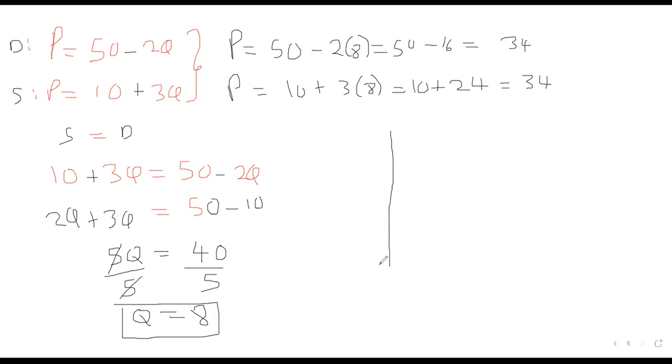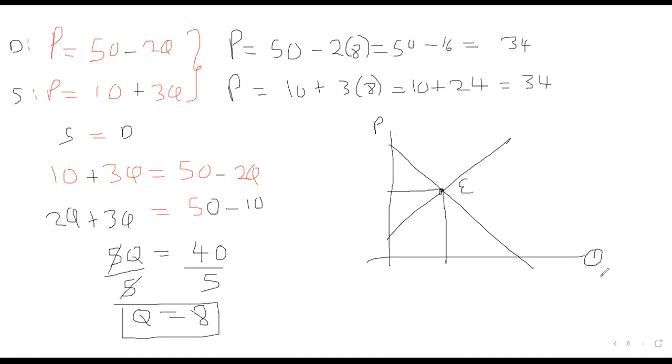So let's sketch this together. This is the demand and this is supply. They meet where? At equilibrium here. Our price is here and our quantity is down there. What was our equilibrium price? 34. So we put 34 here. What was our equilibrium quantity? 8. We put 8 there.